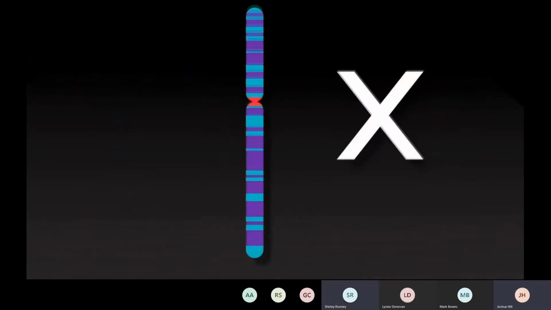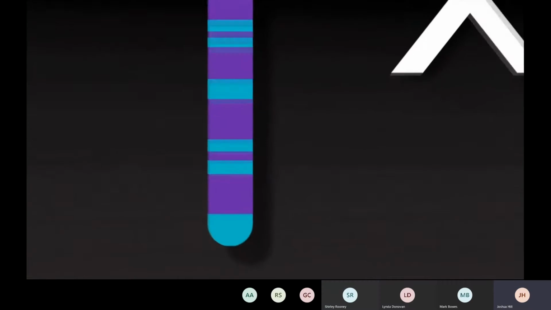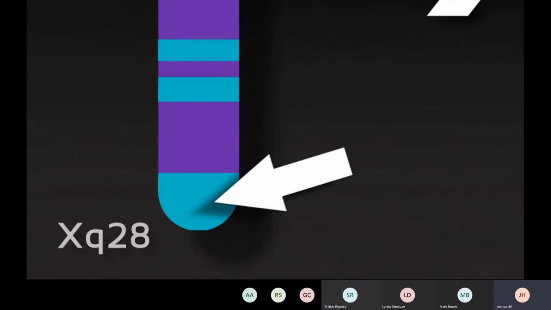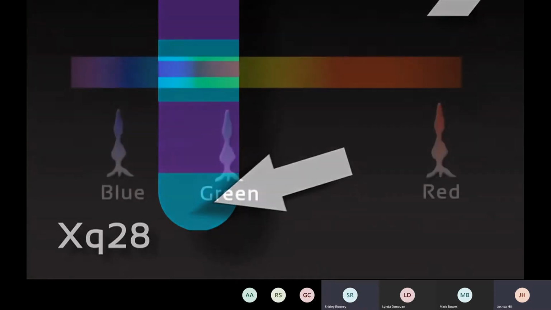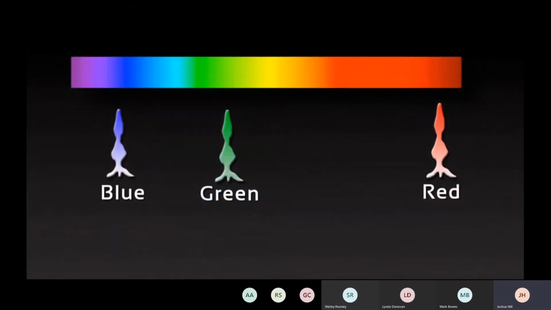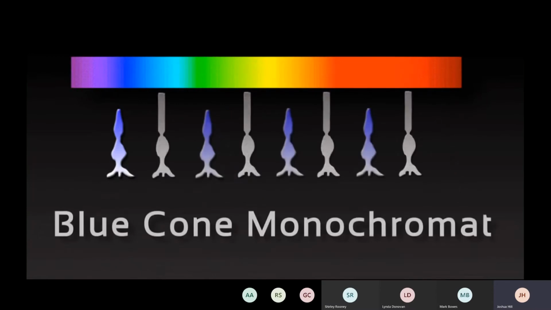In blue cone monochromatism, 2 genetic variants on the X chromosome at position Xq28 result in the failure of the chemical needed to detect red in the red cone cells and to detect green in the green cones. Thus, blue cone monochromats are left with only blue cone receptors and rod receptors.